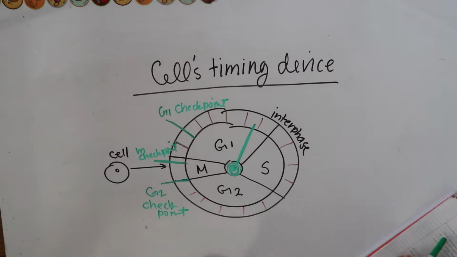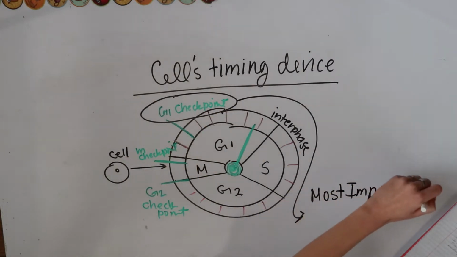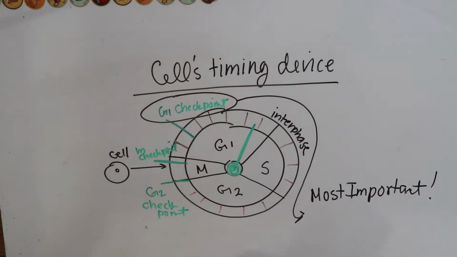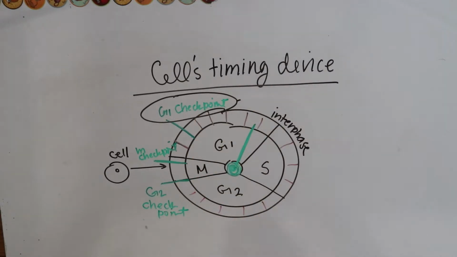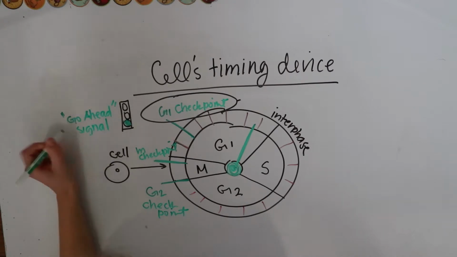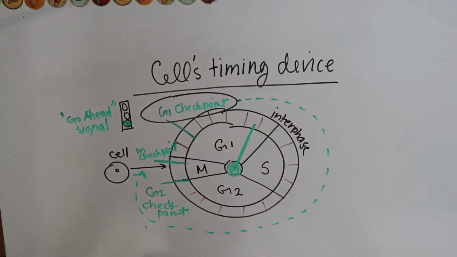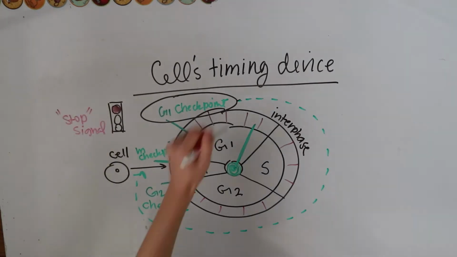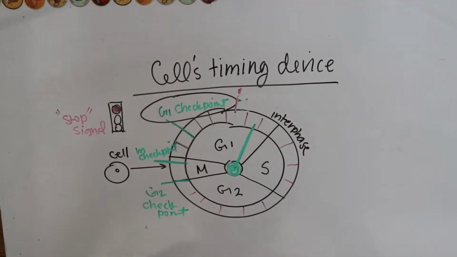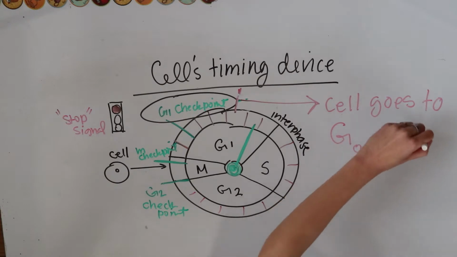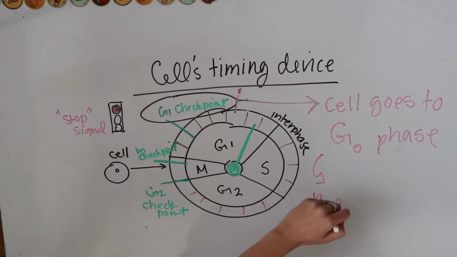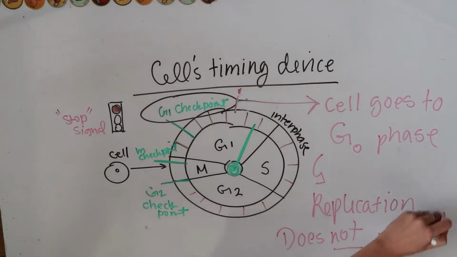The G1 checkpoint is considered to be the most important. If the cell receives the go-ahead at the G1 checkpoint, it will usually complete the G1, S, G2, and the M phases, and finally divide. If it doesn't, the cell switches to a non-dividing state, which is called the G0 phase. This would apply to nerve cells and muscle cells.